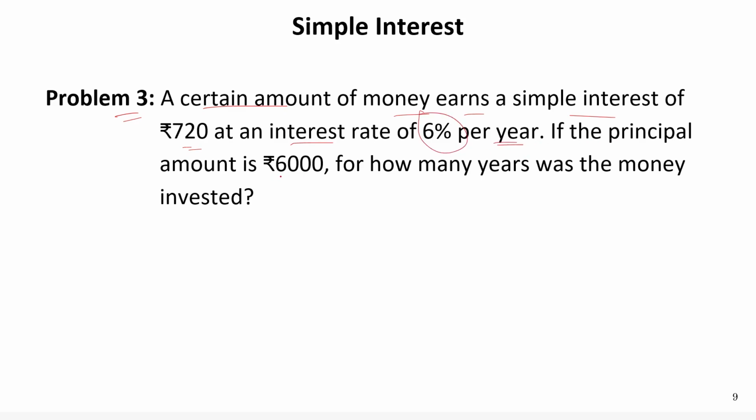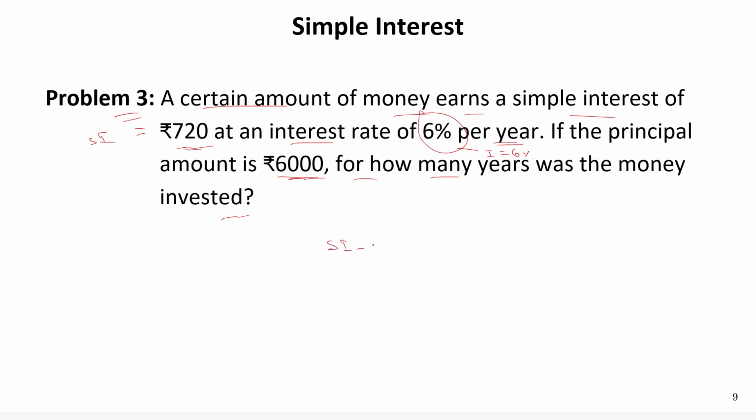So if the principal amount is 6,000, for how many years was the money invested? A certain amount of money earns a simple interest of 720 at an interest rate of 6%. So SI is given to us, and the interest rate I is equal to 6% is given to us. And the principal amount P is given to us.